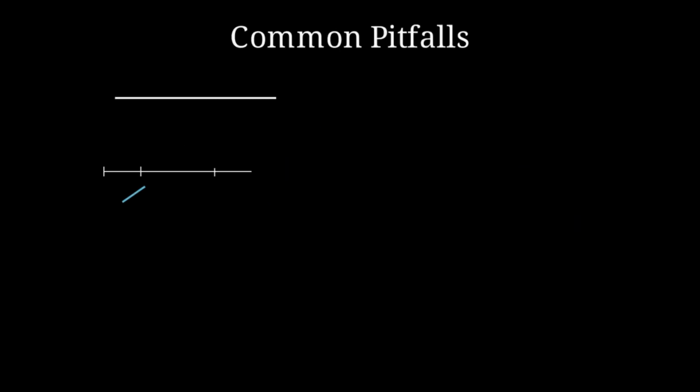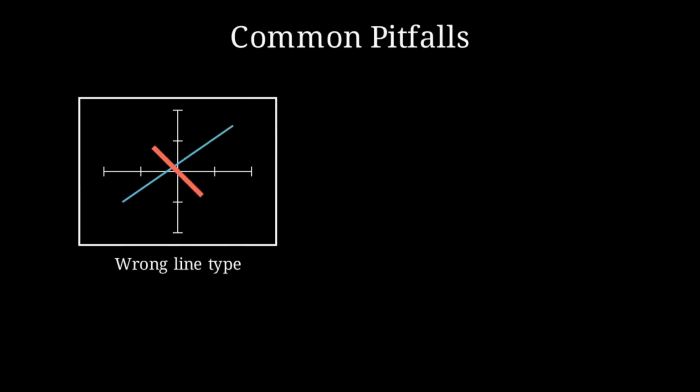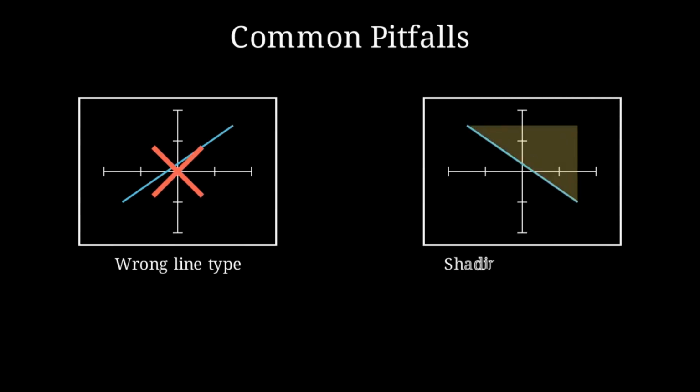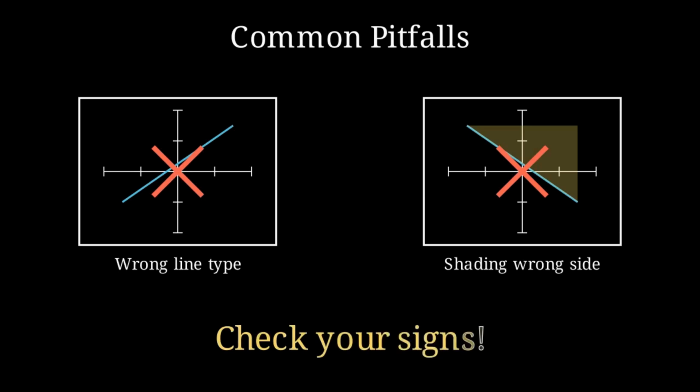Common mistakes include using the wrong line type or shading the incorrect region. Always double-check the inequality symbol and use a test point like 0, 0 or 1, 1 to verify your shaded area before finalizing your graph.